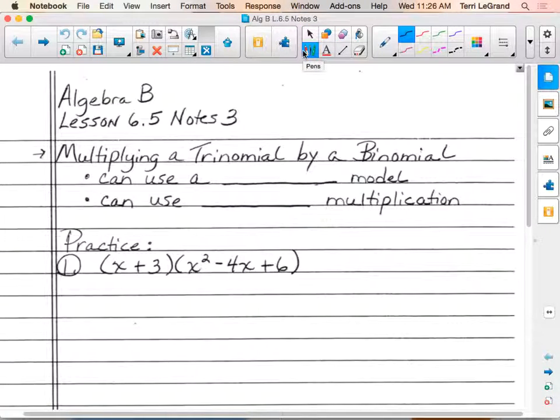Okay, so in our multiplying today with our trinomial by a binomial, we have a couple of different ways we can do the multiplication. We can use the rectangle method model. So I'm going to write that a little bit better than I did.